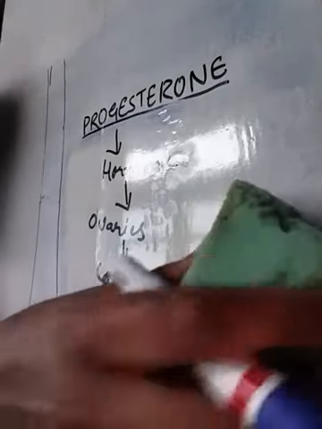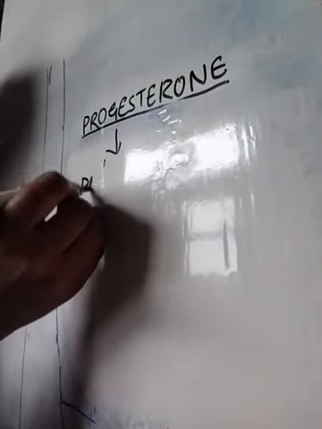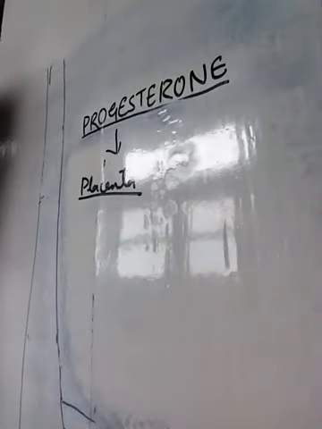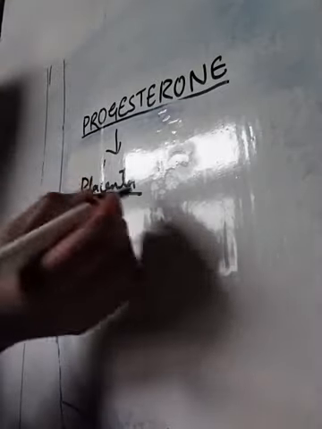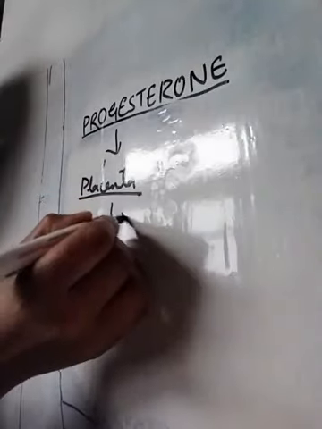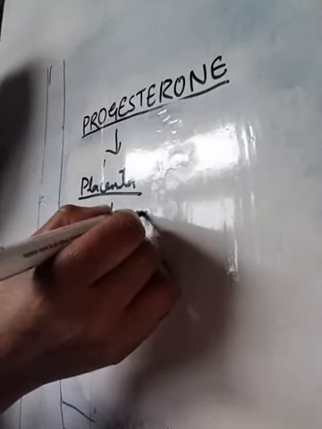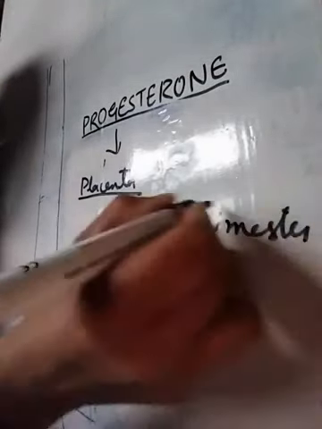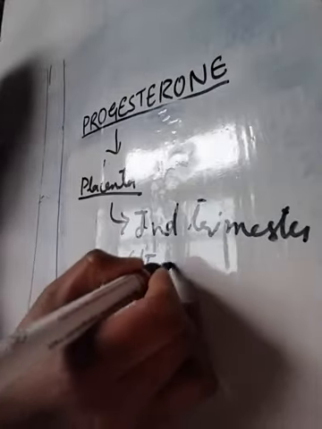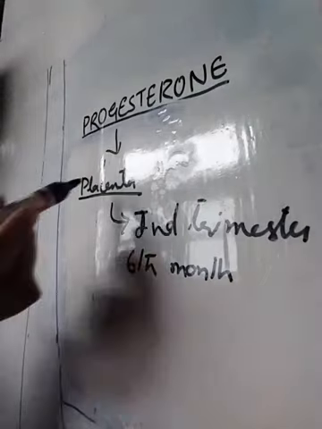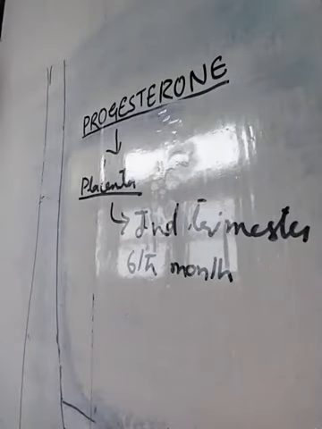Besides this, it is secreted by the placenta. Placenta is present in pregnant ladies, which secretes lots of estrogens and progesterone in the second trimester, means at the 6th month of the pregnancy. Lots of estrogen and progesterones are secreted by this placenta.